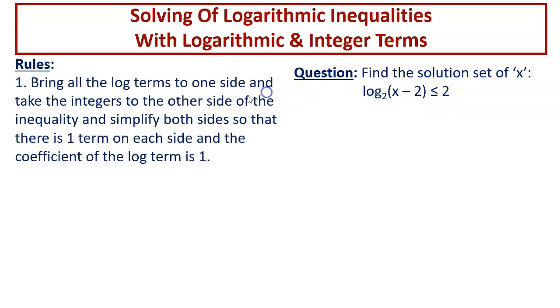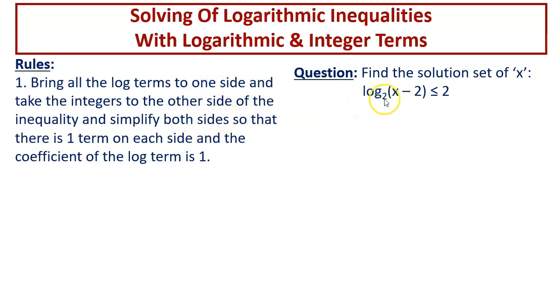Moving on to the rules part, the first rule says, bring all the log terms to one side and take the integers to the other side of the inequality and simplify both sides so that there is one term on each side of the inequality and the coefficient of the logarithmic term is 1. We are seeing in our given question there is only a single term on the left side and a single term on the right hand side of the inequality. So we do not have to do anything related to rule number 1.